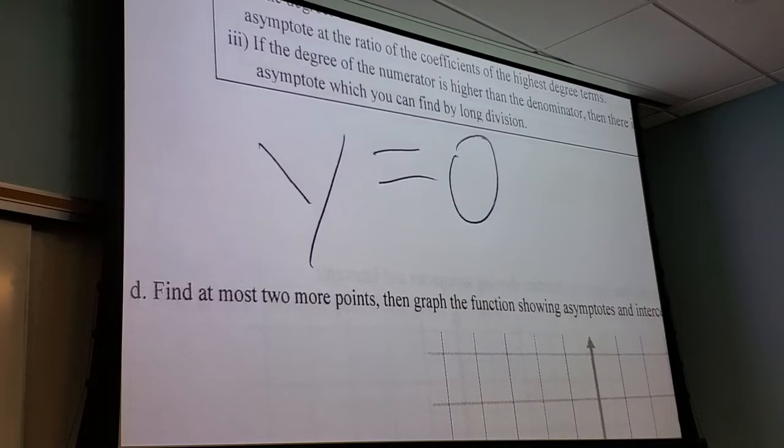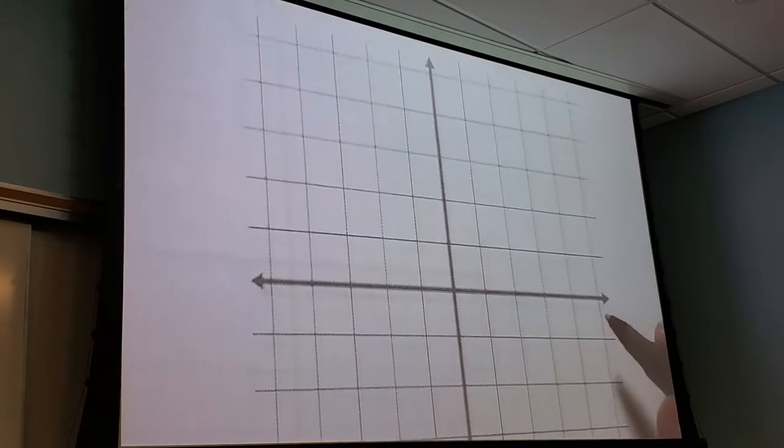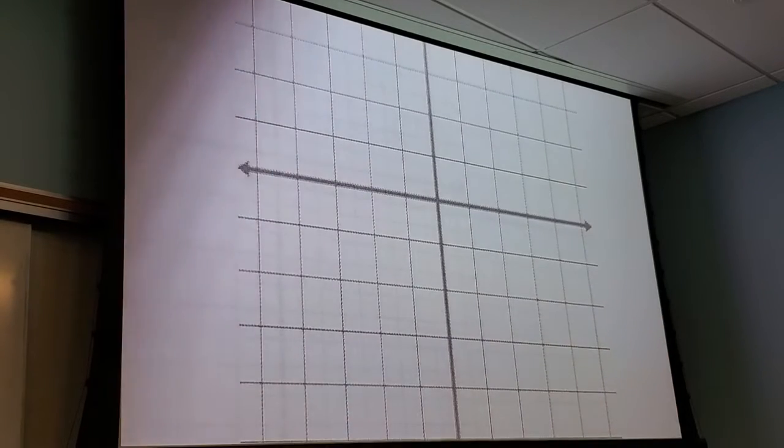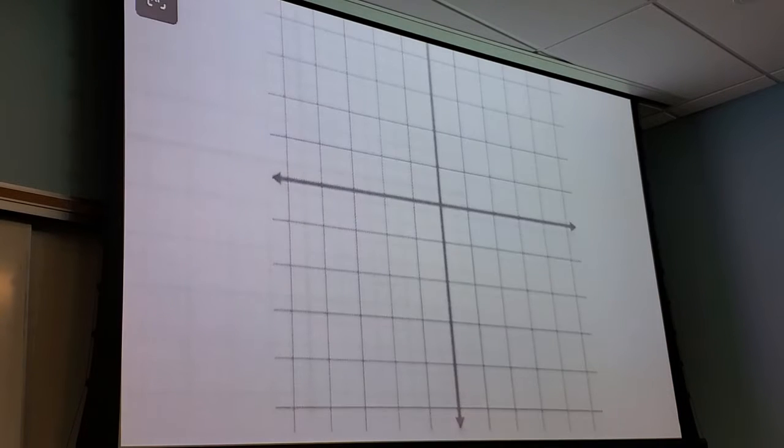So let's see what we got. Let's see what we can do. I know my x-intercept. Well, you go ahead and try to put as much down as you can.